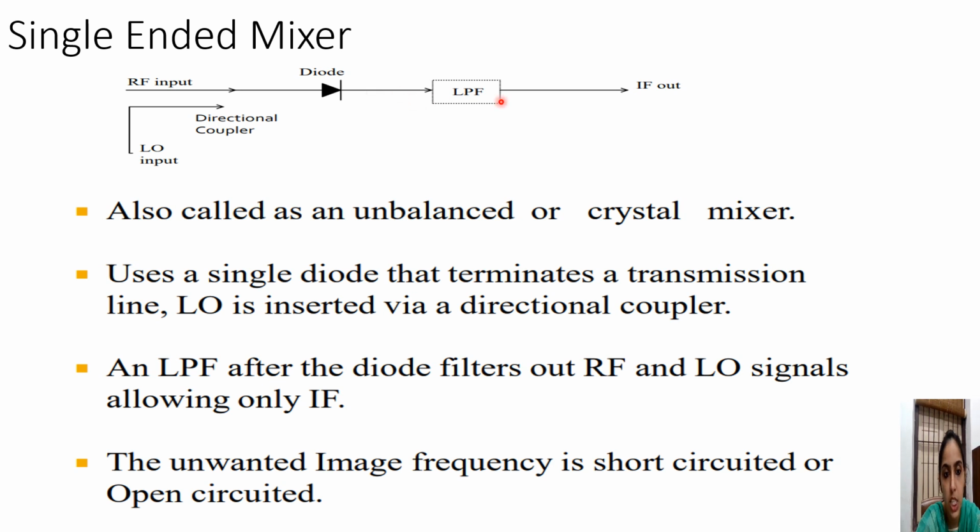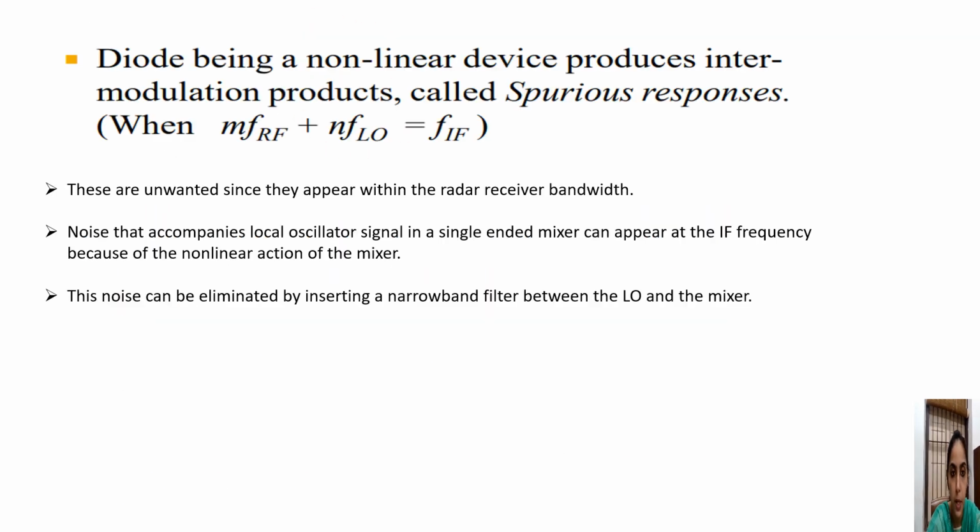It will pass only the desired frequency, that is the IF frequency, and later the unwanted image frequency can be short circuited or open circuited. This type of mixing is not that efficient because it will produce many unwanted components. The diode, being a nonlinear device, can produce many products. It produces several types of intermodulation products called spurious responses.